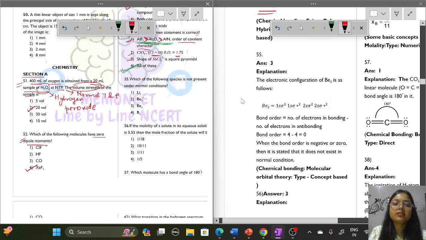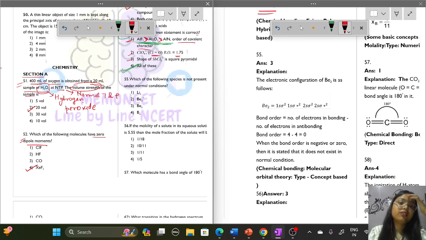Next is question number 55. Which of the following species is not present under normal conditions? Which means which of the following does not exist in nature at all. You can also see this question like this. We know that a species whose bond order is 0 does not exist in nature. So let's see the bond order of all these.